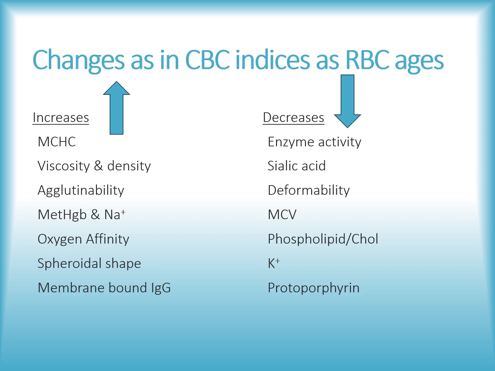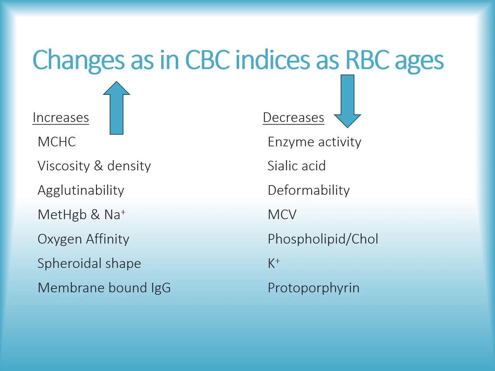So some of the changes that we're going to see in the red blood cell indices of our CBC are, we're going to see an increase in MCHC as the red blood cell ages. We're going to see an increase in viscosity and density of our blood in general, or of the morphology in general, of red blood cells. We are going to see agglutinability, and what that means is that sialic acid is going to start fading and degrading, and therefore our red cells are going to start losing their negative net charge, and they're going to start to stick together instead of repelling each other the way that they are meant to.